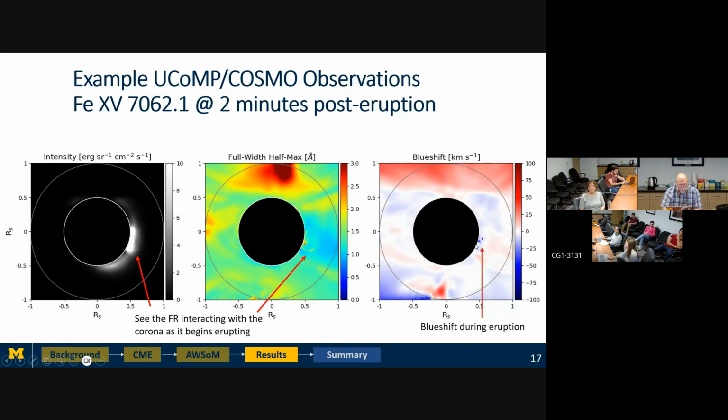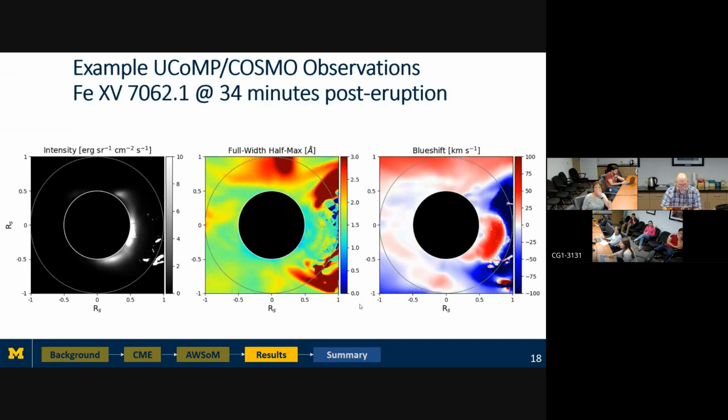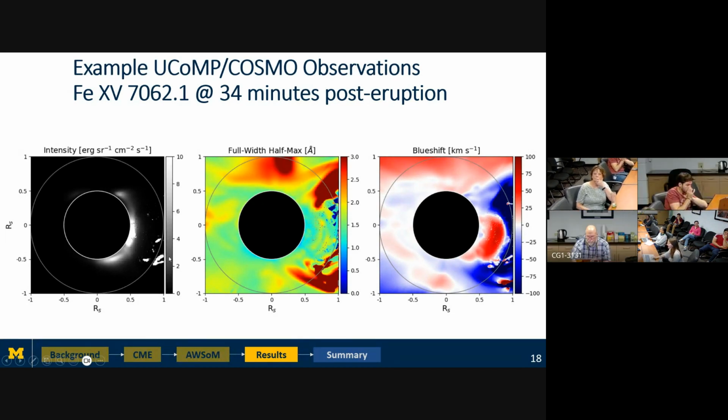But we also do start to see that blue shift occurring in the center of the flux rope. So, okay, this looks fine. And as a note, this is also all with non-equilibrium ionization. When we actually go to 34 minutes post-eruption, we see a lot has already passed. Some of these structures are unphysical. I'm still working on the fitting routines. I put these together quite recently.